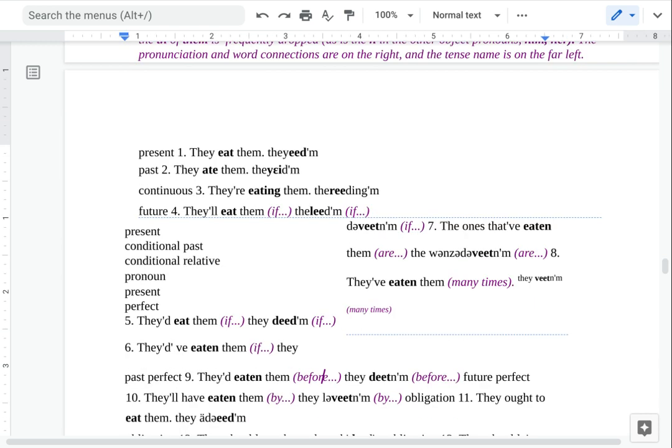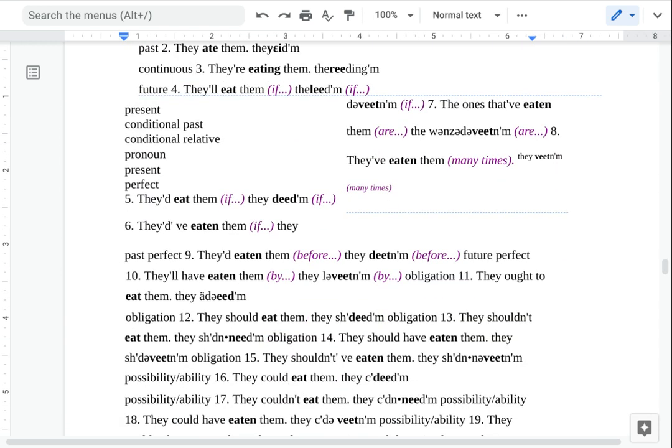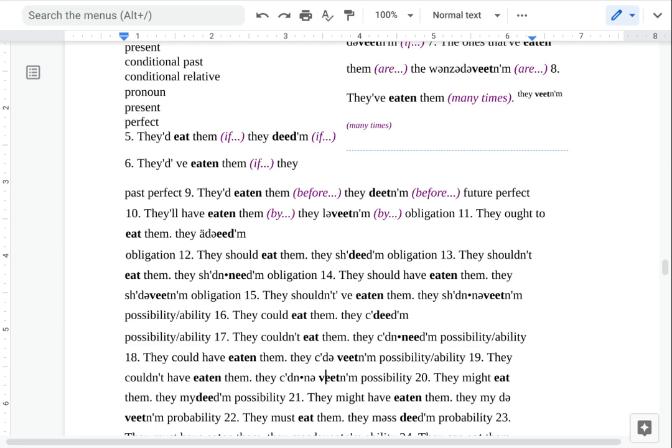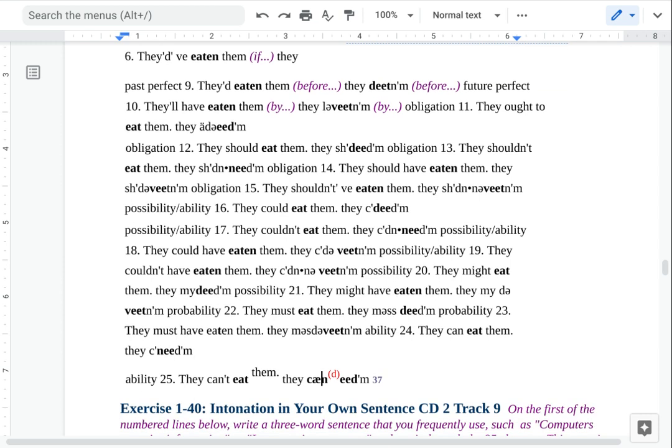18. They could have eaten 'em. 19. They couldn't have eaten 'em. 20. They might eat 'em. 21. They might have eaten 'em. 22. They must eat 'em. 23. They must have eaten 'em. 24. They can eat 'em. 25. They can't eat 'em.